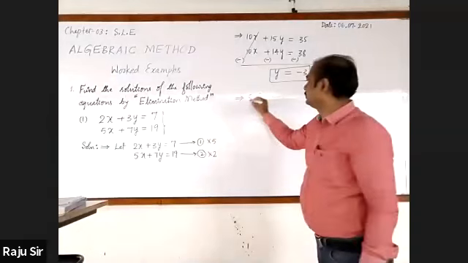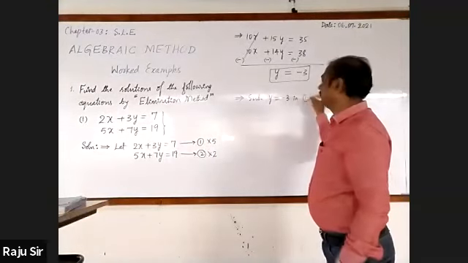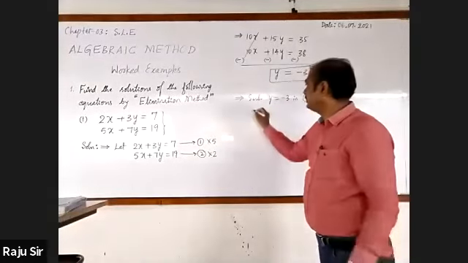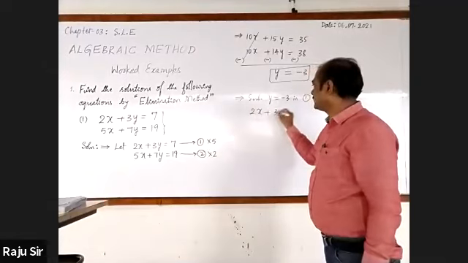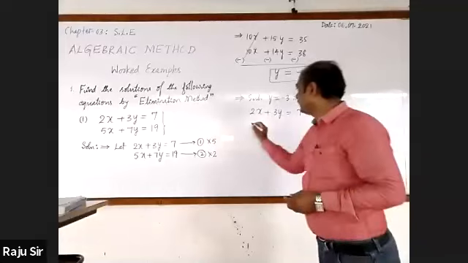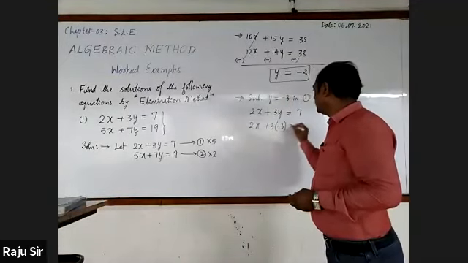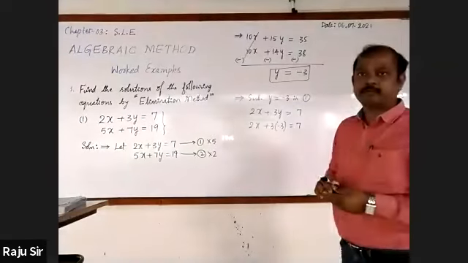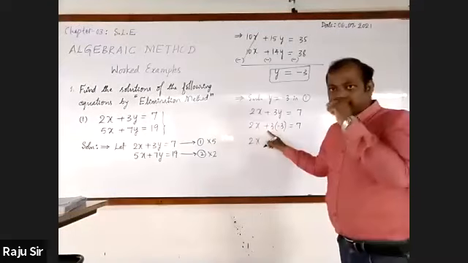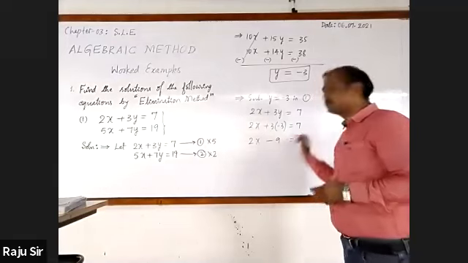Now substitute y equal to minus 3 in any one of the two equations. I take the first equation, it is 2x plus 3y equal to 7. Substitute minus 3: 2x plus 3 into minus 3 is equal to 7. Next, 2x, 3 into minus 3 is minus 9, which is equal to 7.